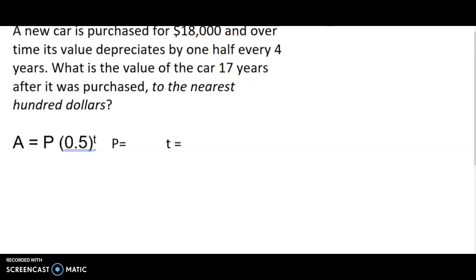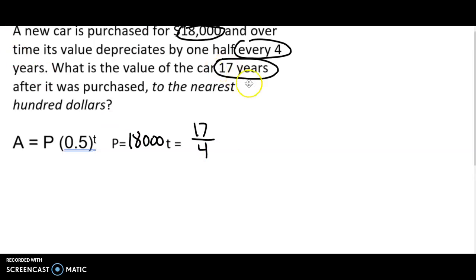First I'm just going to write down the principal, 18,000. And then the time is going to be that every part, every 4. This T is going to be a fraction. Wherever you see every, that's going to go in your denominator, or the bottom of the fraction. And the top part of the fraction is going to be the total number of years, 17 years. So the every goes in the denominator, and the total number of years goes in the numerator up top.